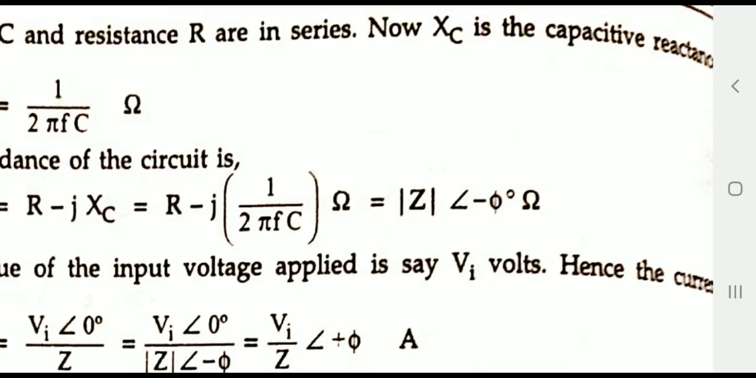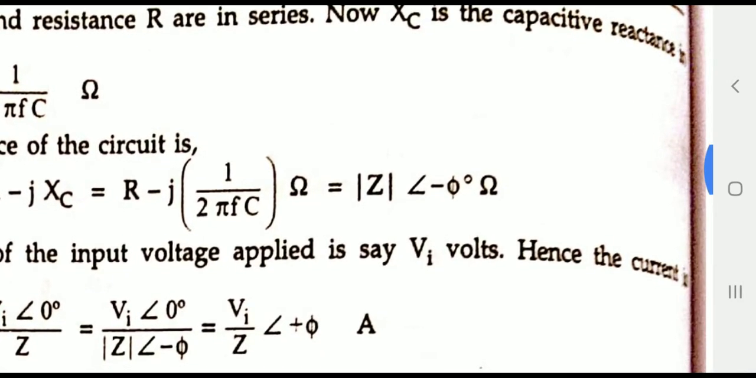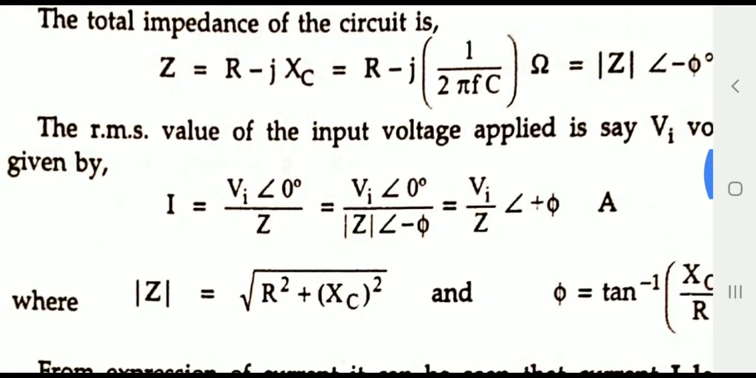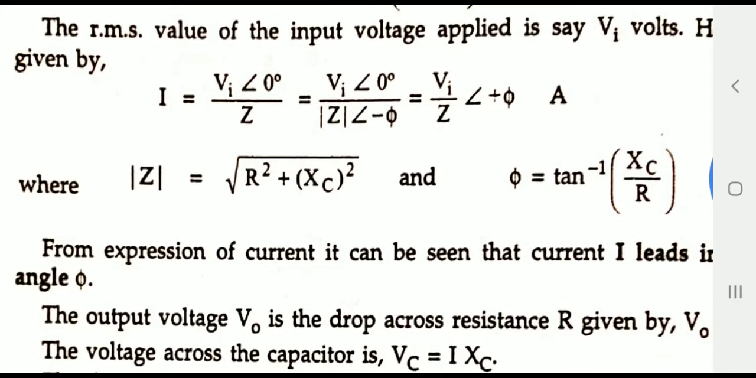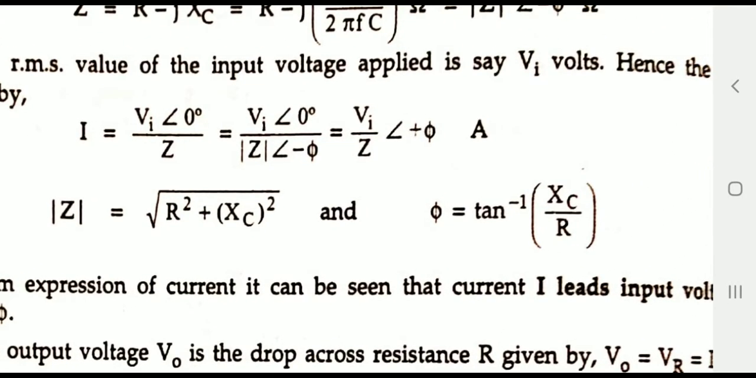So this is Z equals R minus jXC in rectangular form, and the magnitude of Z with an angle of minus phi in ohms is in polar form. That's why minus phi, because of minus phi, the phasor diagram is drawn in the third quadrant. That's it. Now the current I, or the RMS value of the input voltage, is applied say as Vi volts. Hence the current I is given by Vi by Z. Vi is the input, Z is the total input impedance, with an angle of 0 degree, or you can eliminate that.